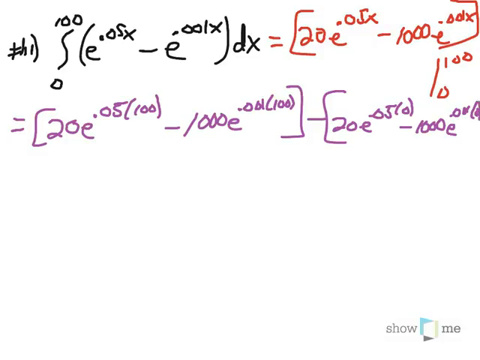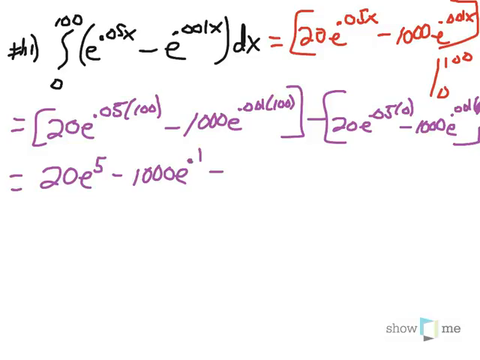That says, let me rewrite that. This exponent is 0.001 times 0. Simplifying this, 100 times 0.05 would just be 5. So we get 20 e to the 5th minus 1,000 times e, 1,000th times 100 would be 1/10.